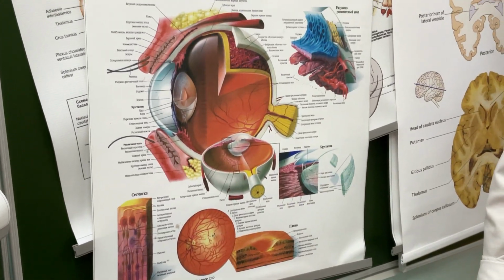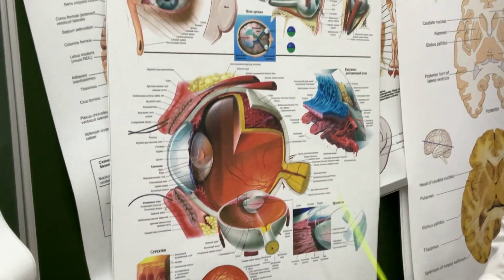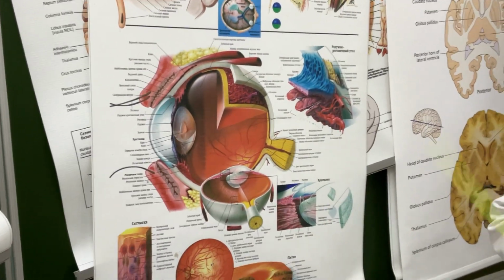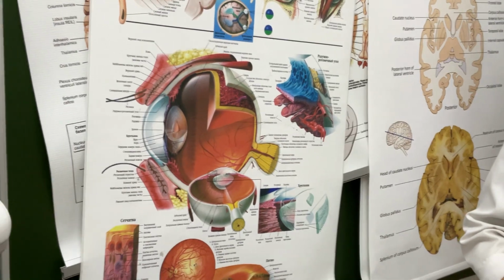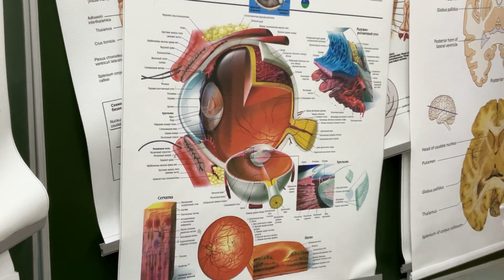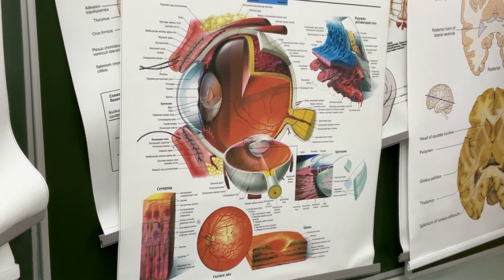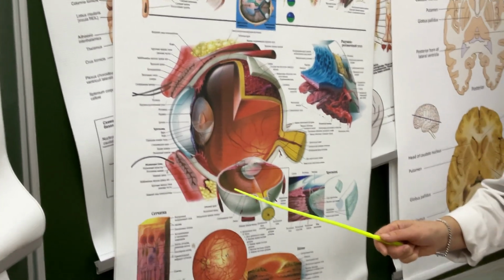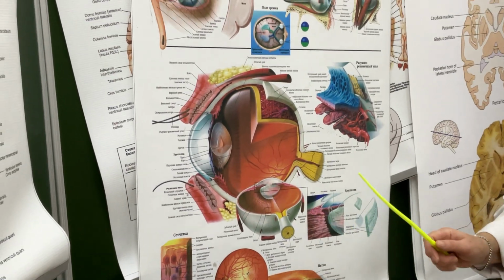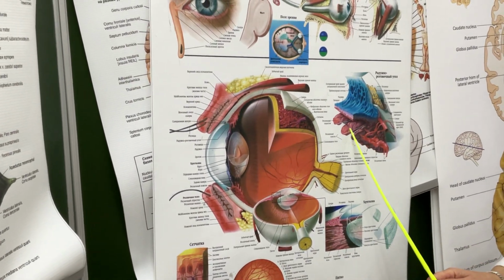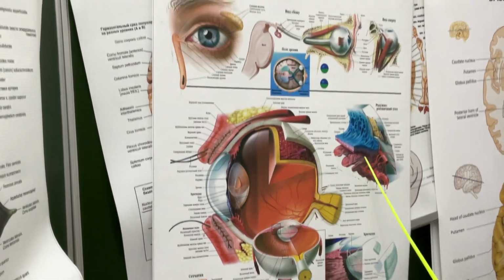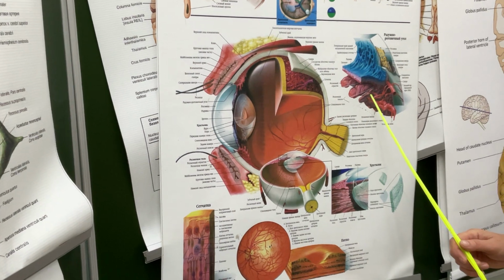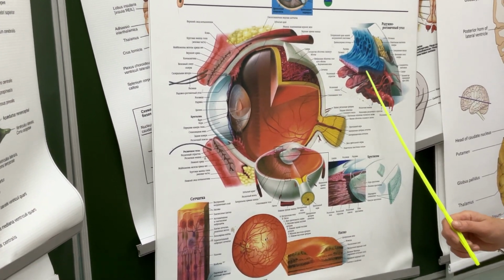What is the function of the ciliary body? It has two functions. These ciliary processes produce aqueous humor. This is a fluid, similar to how the choroid plexus produces the cerebrospinal fluid. This aqueous humor fills the chambers of the eye. Then the other function is contraction. So we have muscle fibers inside this ciliary body.